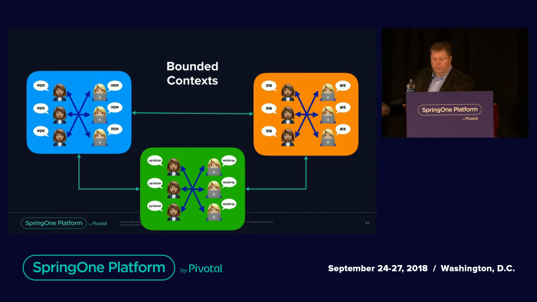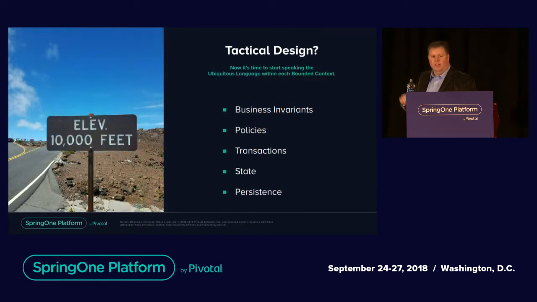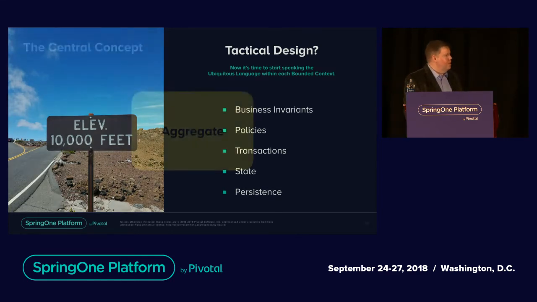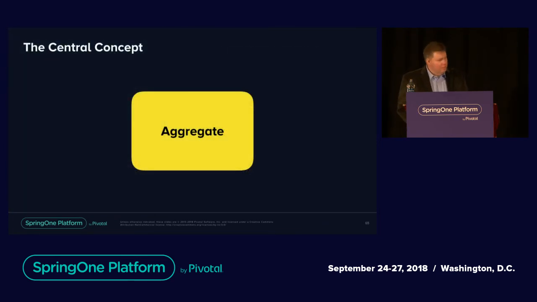Then we come down in elevation, say about 10,000 feet. We start talking about tactical design. So this is where we start speaking the ubiquitous language within each bounded context. We start talking about business invariants, policies, transactions, state, persistence, all the stuff that we want to get to first, before we got the language right. So we get the language right, then we jump in there and we start speaking these things in terms of that language. The central concept of this happens to be the aggregate.